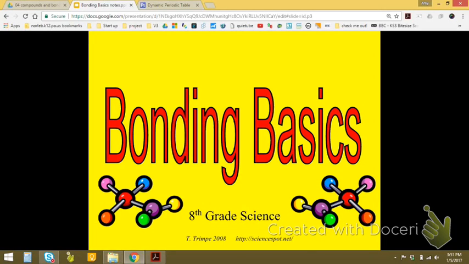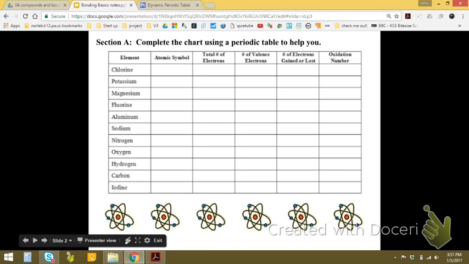Welcome to Bonding Basics. We're going to take some notes today on exactly how ionic bonds and covalent bonds look when we're talking about how atoms of different elements combine. To start that, we need to go over some information about some of the atoms that we're looking at today. To do this, we need to fill in this chart related to chlorine and potassium and so on.